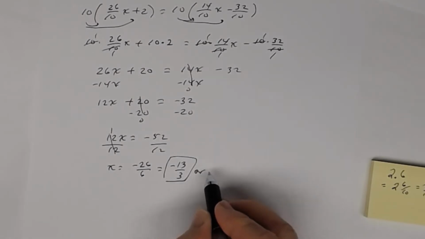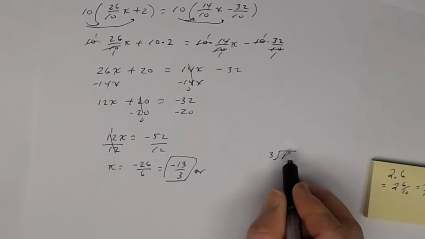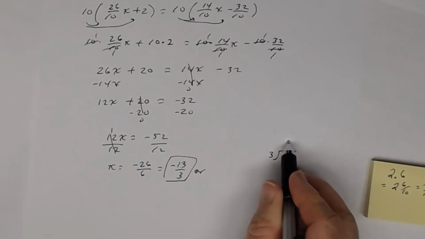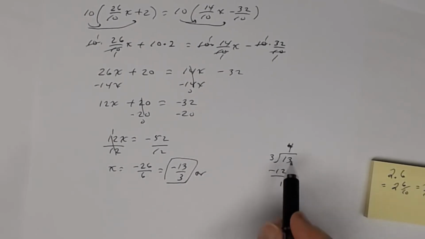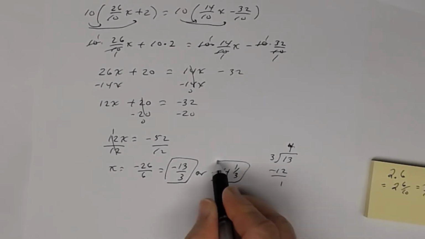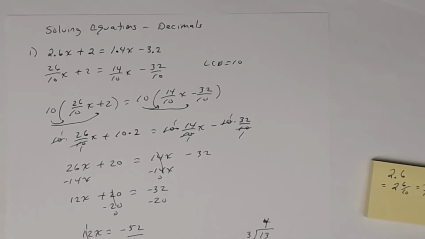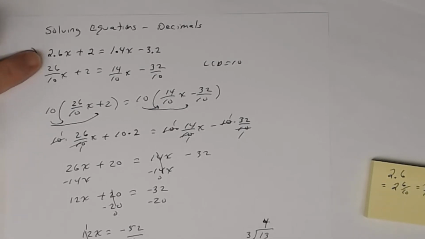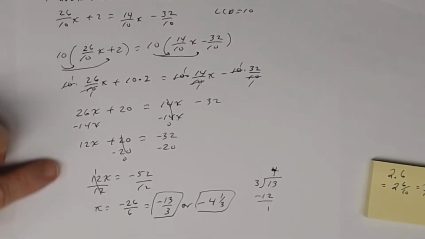If you want to write this as a mixed number, you can. So remember how to do that. You're going to say 3 and a 13 is 4. And then 4 times 3 is 12. Subtract, you get 1. So you get a negative 4 and 1/3. So either one of those is fine. All right, and so that's how you do that. So that's how you're going to go from a decimal. You're going to change them to fractions, and then you solve the equation.